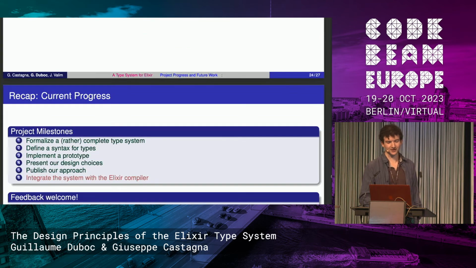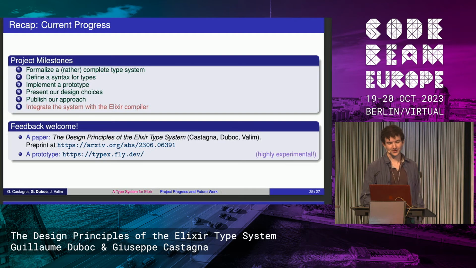To do a little bit of recap, what we've been working on is formalizing a complete system for the language. We have a prototype that you can check online. It's the URL typex.fly.dev. It's very experimental, and it's a few months old now. But if you want to try your programs and send me a bug because they aren't taken into account, there's a slight chance that it's a case I haven't considered.